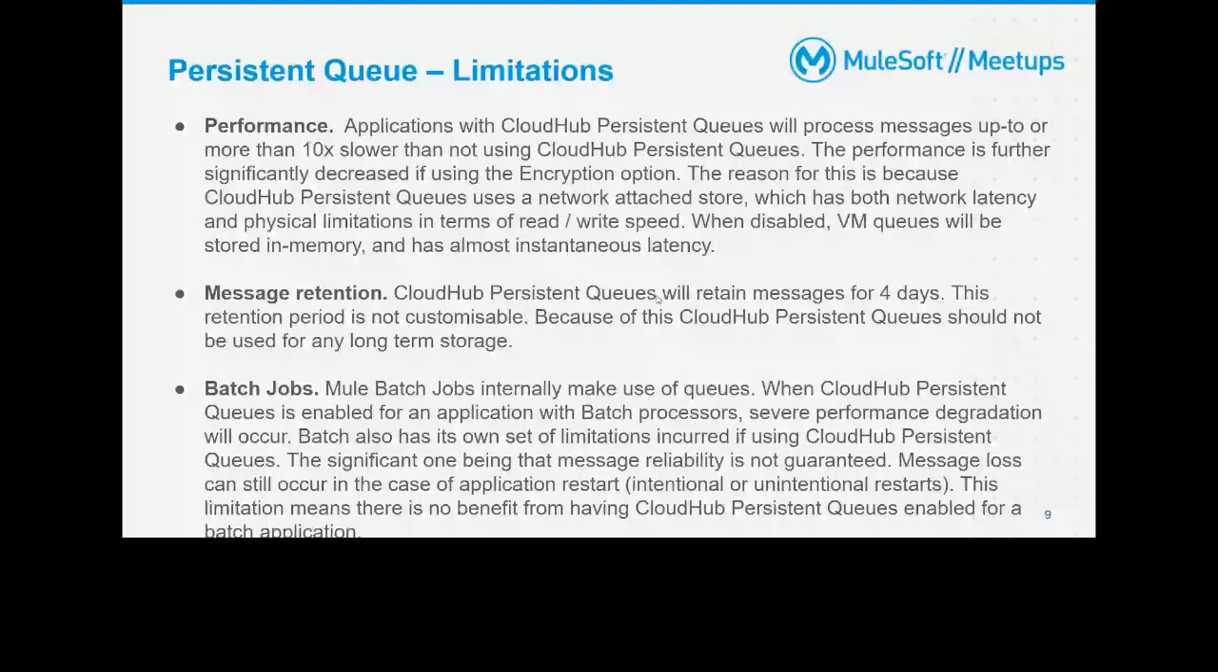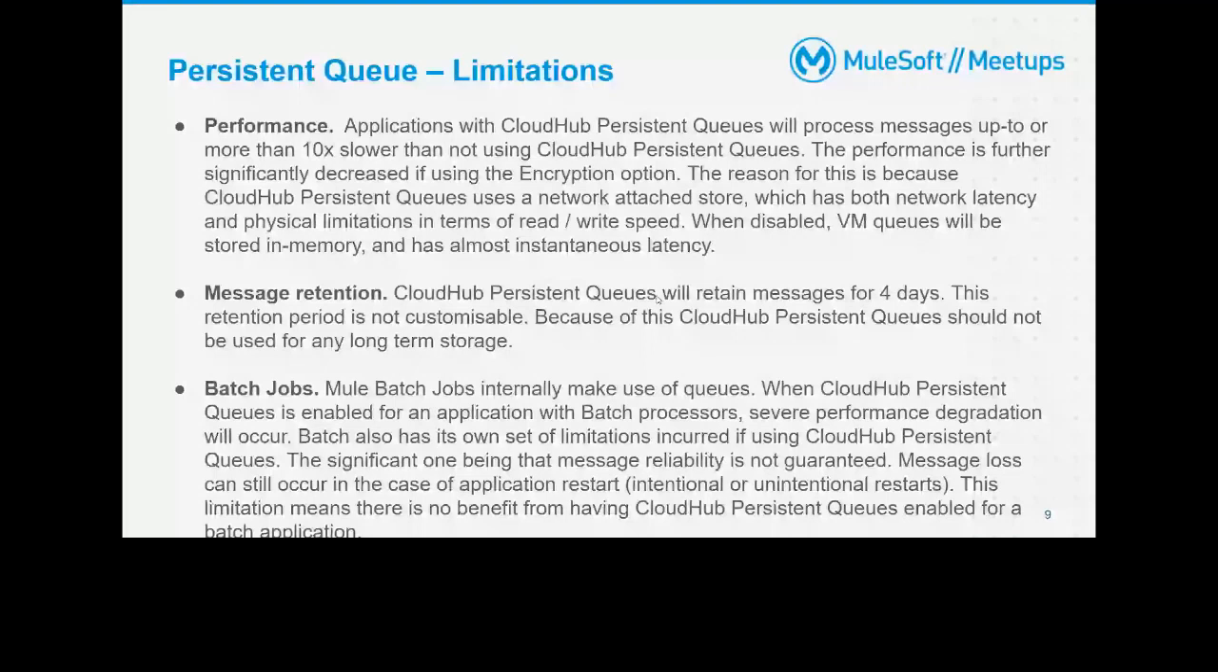Batch job internally makes use of queues. When CloudHub persistent queue is enabled for an application with a batch processor, a severe performance degradation will occur. Batch already uses a lot of queue mechanisms internally, so you should avoid using persistent queue for batch jobs also. It also has its own set of limitations. The significant one is that message reliability is not guaranteed. Message loss can still occur when the application restarts. There is no benefit from having CloudHub persistent queue enabled for a batch application.